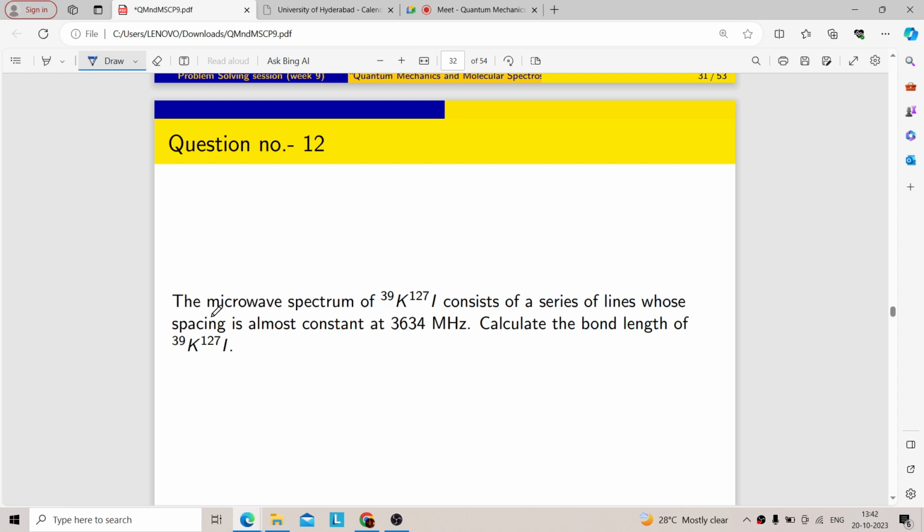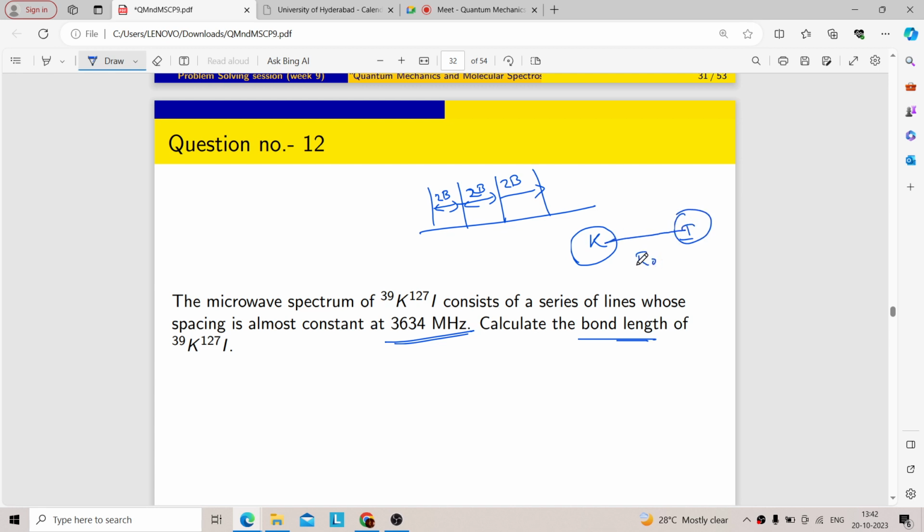Okay, so what is given? Series of lines whose spacing are almost constant. That means the spacing are constant. So these are the series of lines. You know this spacing is nothing but 2b. So 2b is given. What you have to calculate? The bond length of potassium iodide. You have to calculate the bond length R0.